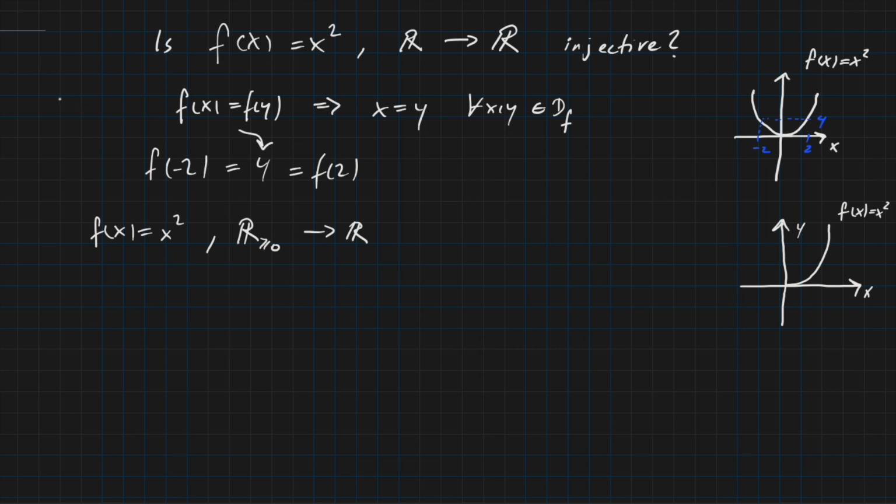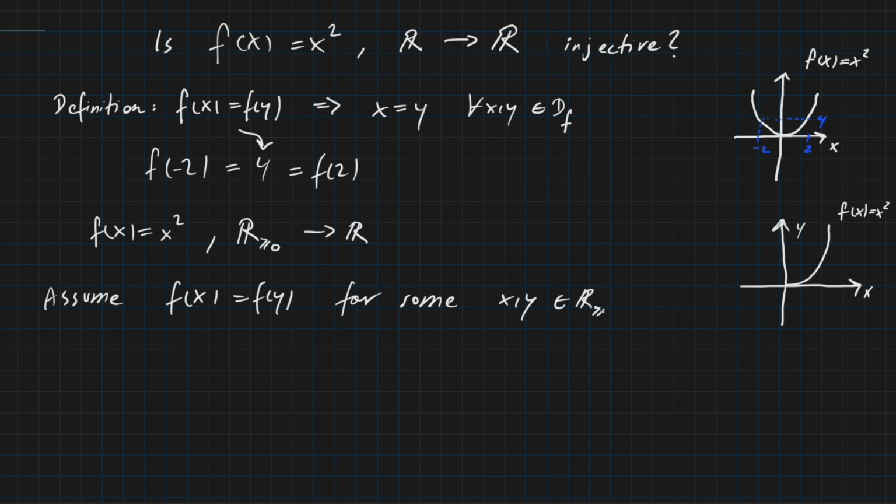So let's try to prove the definition. So this was the definition here. This you can always use in order to try to prove that a function is injective. So let's try it. So assume f of x equals f of y for some x, y from the real numbers bigger or equal than 0. And then we have x squared equals y squared.